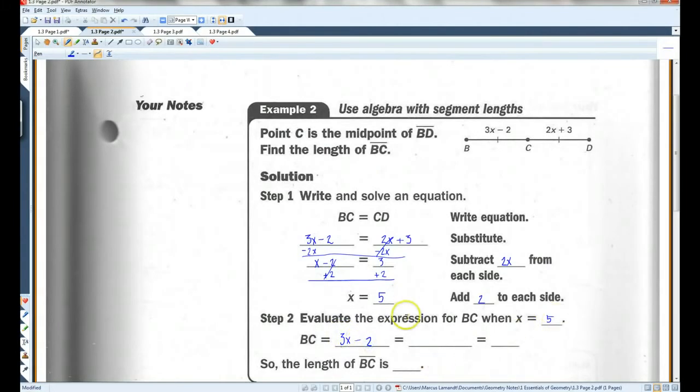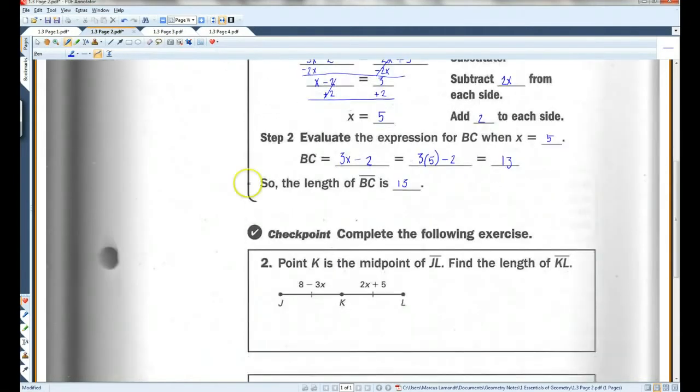So if I plug in 5 for x, I'm going to get 3 times 5 plus 2. I'm sorry, minus 2. 3 times 5 is 15. 15 minus 2 is 13. So the length of BC is 13.